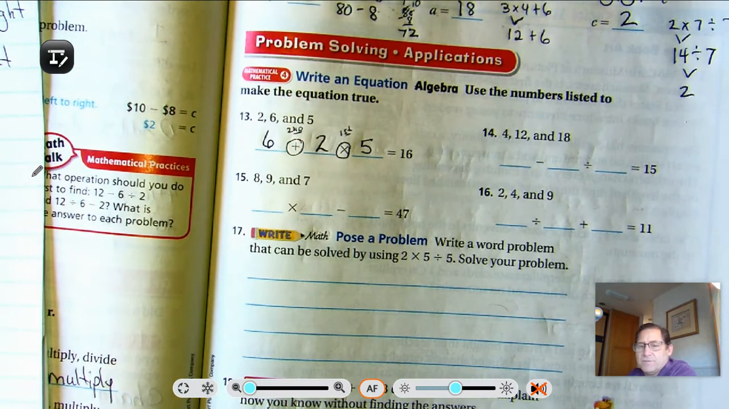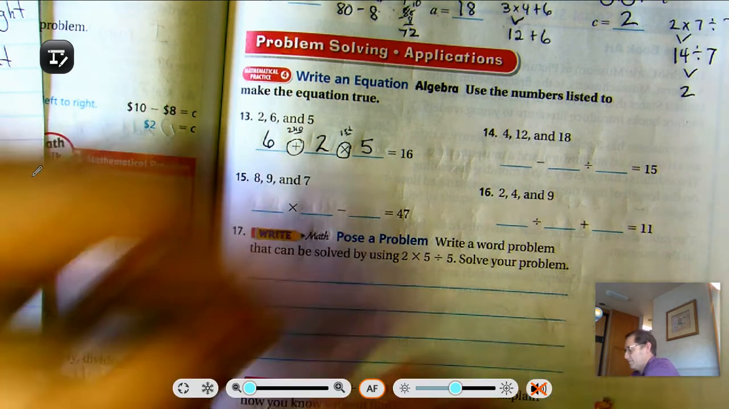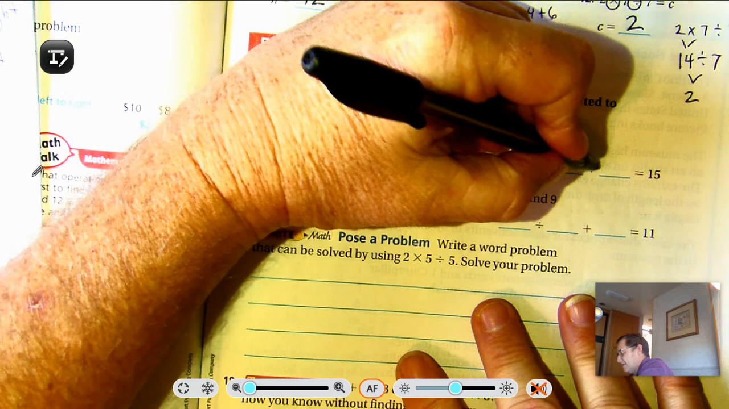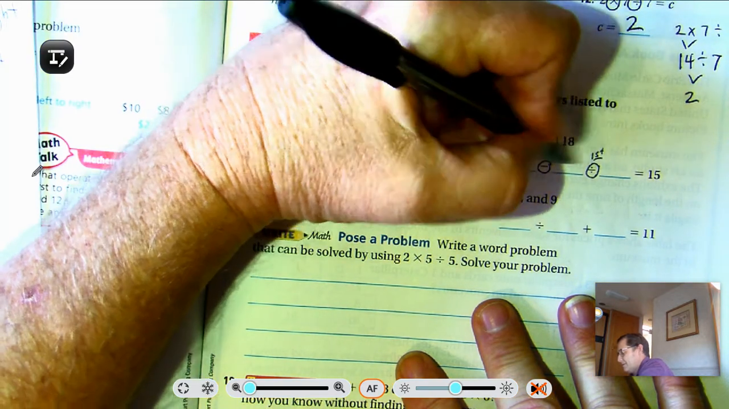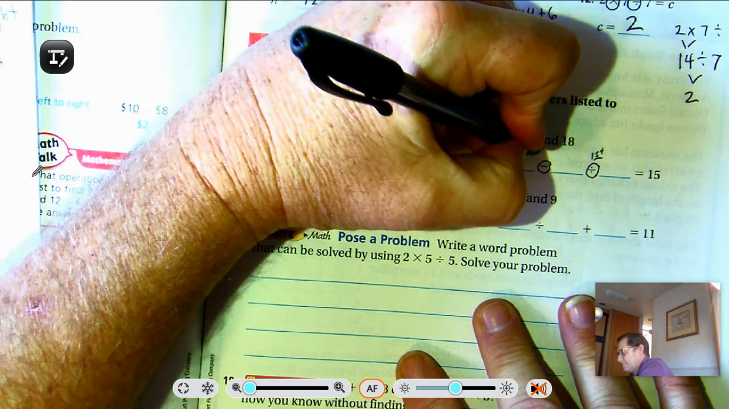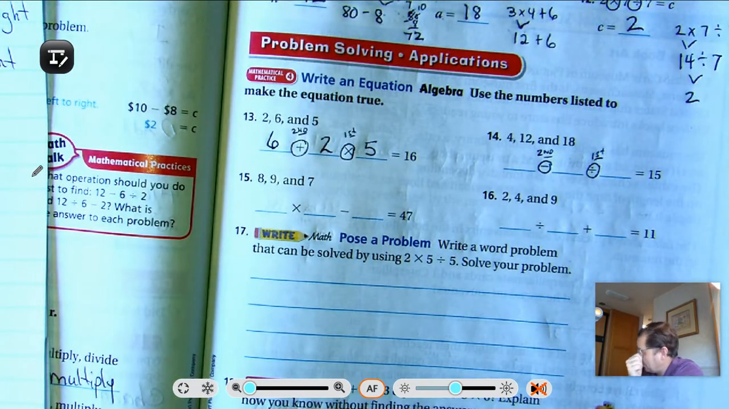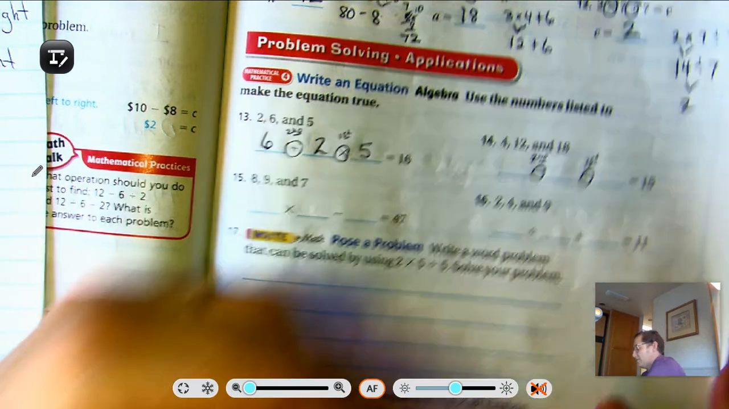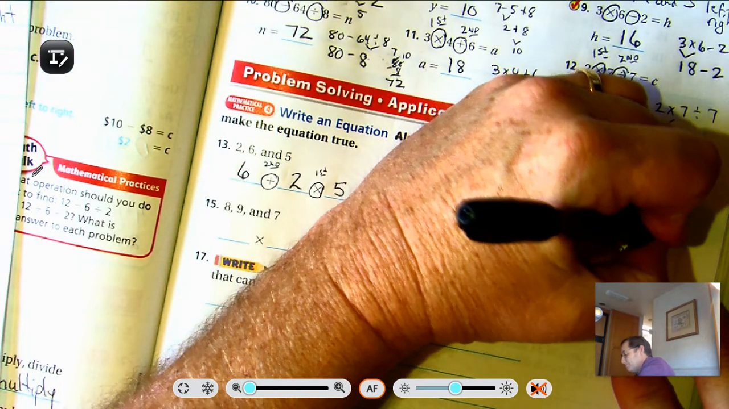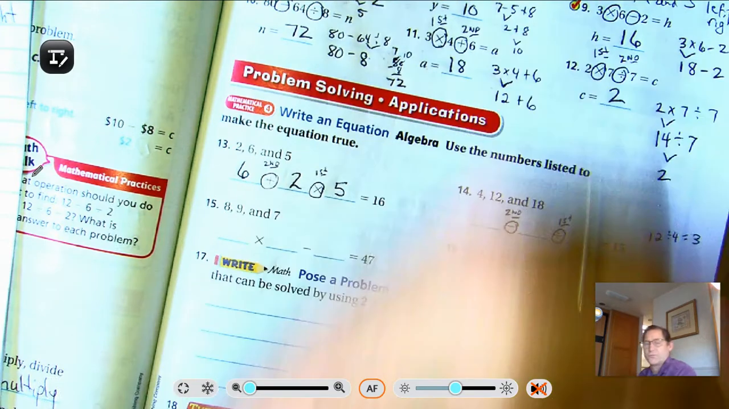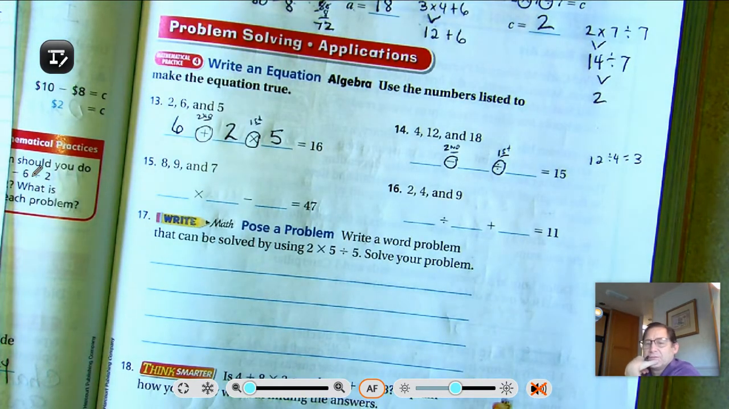All right, in this next one, we're using 4, 12, and 18. We have a division problem and a subtraction problem. So we're going to divide first, and then subtract. All right, so 12 divided by 4 is 3, right? Because 3 times 4 is 12.